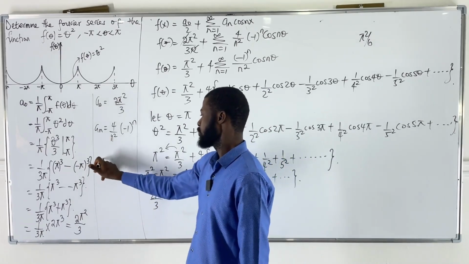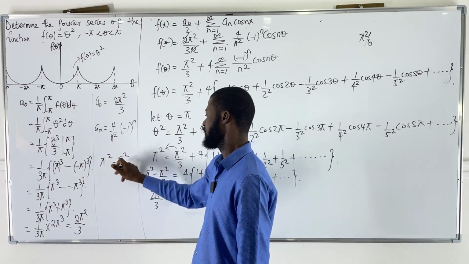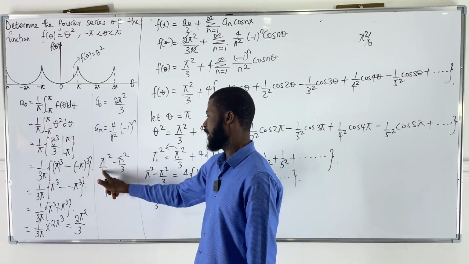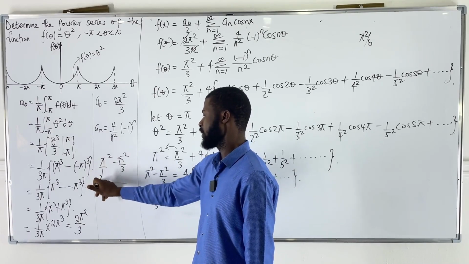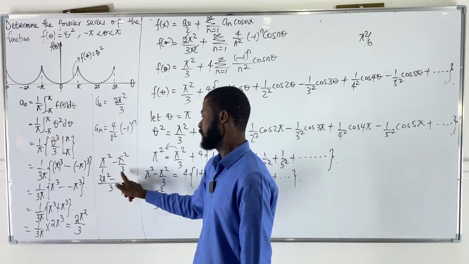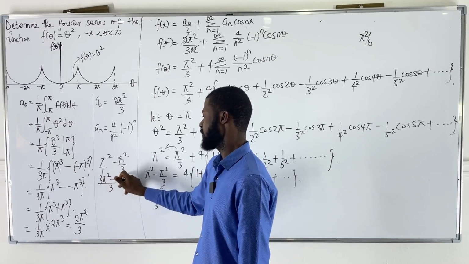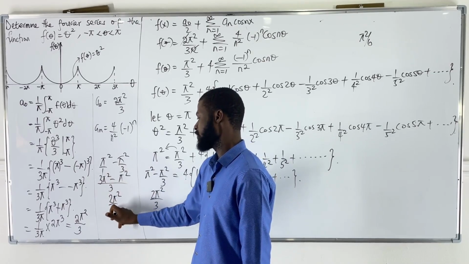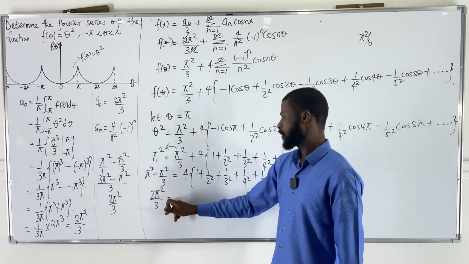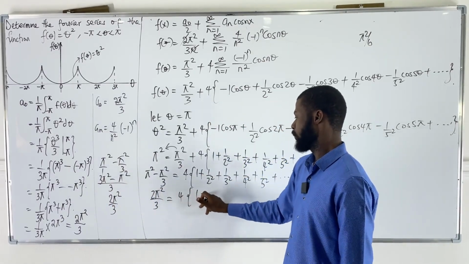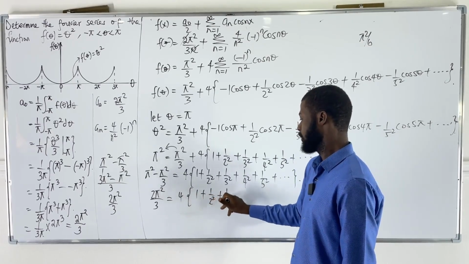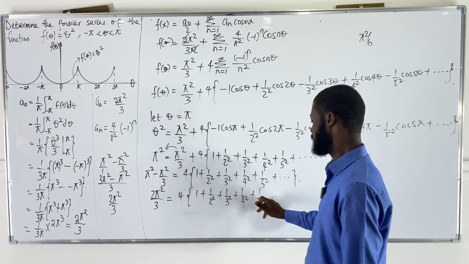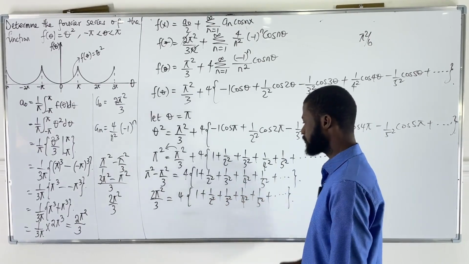Let's do it here. So you have pi squared minus pi squared over 3. The LCM is 3 when you put over 1 here. 3 divided by 1 is 3. 3 times pi squared is 3 pi squared. Minus 3 over 3 is 1. 1 times pi squared is pi squared. 3 pi squared minus pi squared is 2 pi squared. And that's over 3. That's how I got that. Equal to 4 into 1 plus 1 over 2 squared plus 1 over 3 squared plus 1 over 4 squared plus 1 over 5 squared, and then just like that.